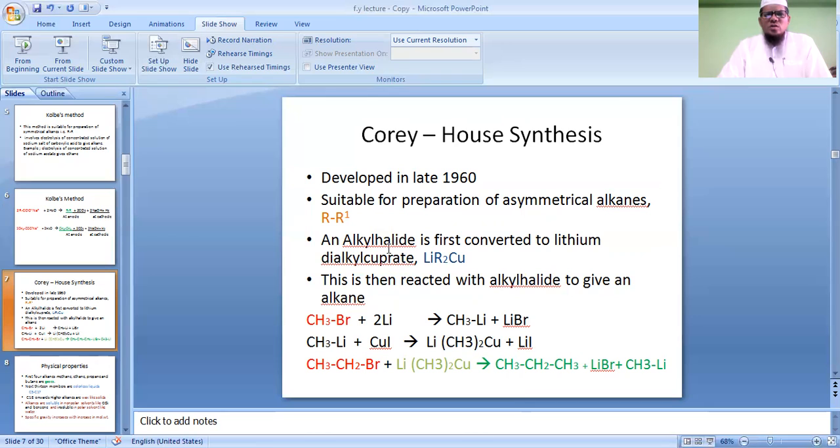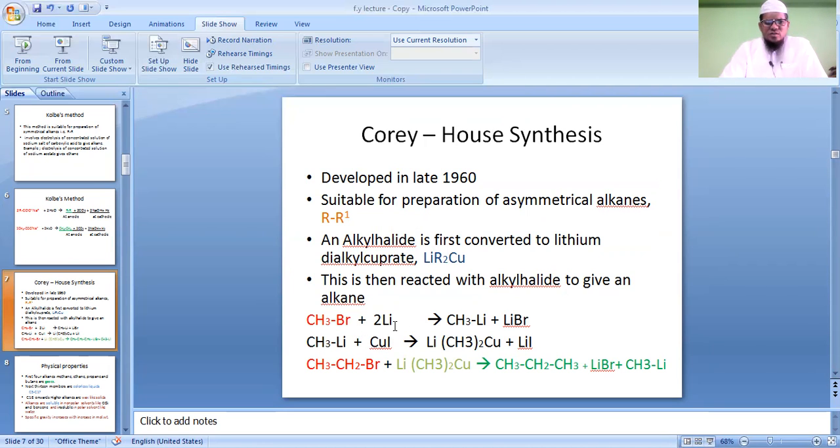We have seen that Kolbe's method was suitable for the preparation of symmetrical alkanes containing an even number of carbon atoms. Now this method is specially designed for the preparation of asymmetrical alkanes. In this method, first there is preparation of a reagent. There are two steps. The first step is the preparation of lithium dialkyl cuprate. This reagent is prepared in the first step. How it is prepared is given.